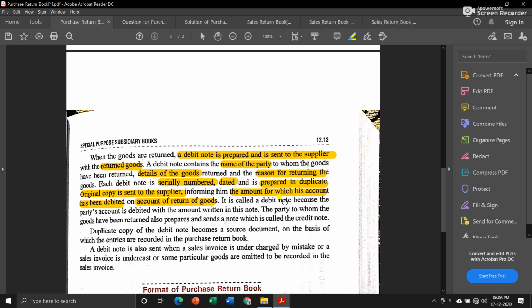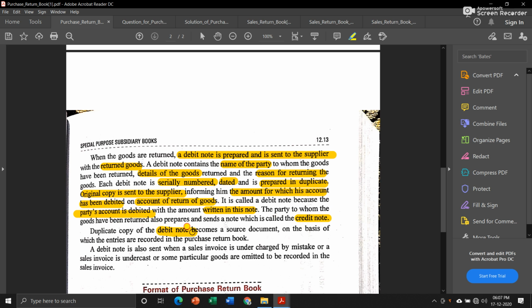Okay, now it is called a debit note because the party's account is debited with the amount written in this note. Since we are going to debit his account in our book, that is why that note is known as a debit note. The party to whom the goods have been returned also prepares and sends a note which is called the credit note. Now when we give a debit note to our supplier, at that time our supplier also prepares one note and gives it to us, and that note is known as a credit note.